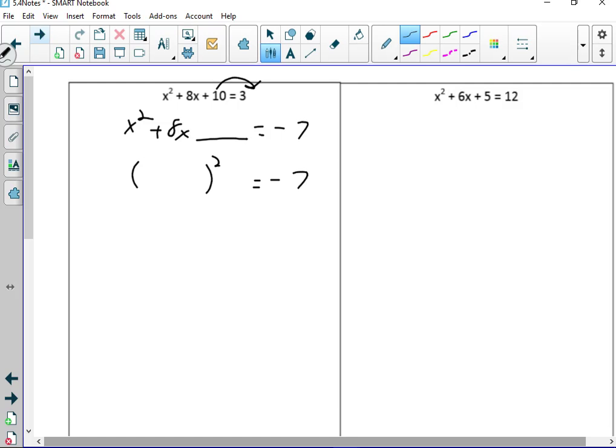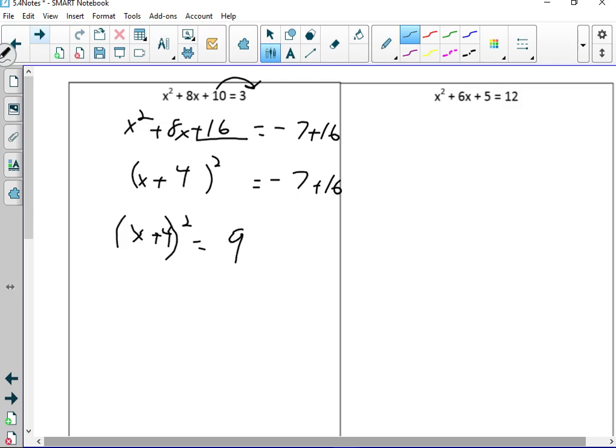Now we're going to make a binomial here. It's going to be x. Since this is a positive, we're going to make it positive. What's half of 8? 4. 4 squared is 16. So if we add 16 there, we add 16 there. So we end up with x plus 4 squared equals 16 minus 7, which is 9.